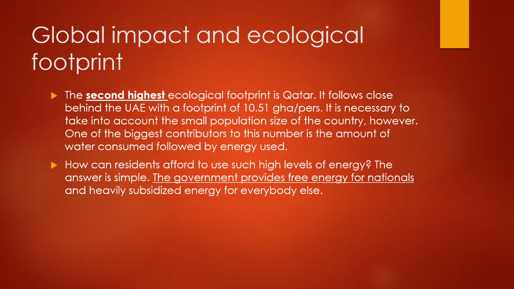Secondly, we have Qatar with the second highest ecological footprint. It follows close behind the United Arab Emirates with a footprint of about 10.51 gigahectares per person. It is necessary to take into account the small population size of the country, however. One of the biggest contributors to this number is the amount of water consumed, followed by energy used. So, the question asked is how can residents afford to use such high levels of energy? The answer is simple. Government provides free energy for nationals and heavily subsidizes energy for everybody else.